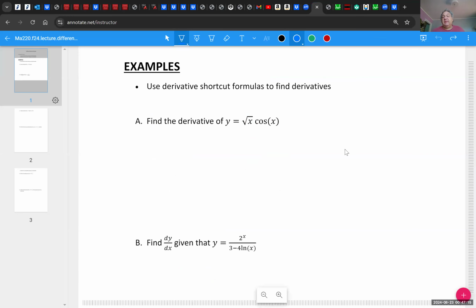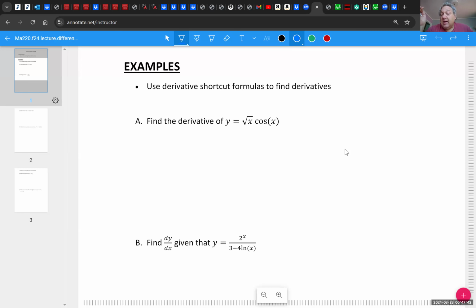Okay, so the first one says find the derivative. We have a couple of functions here. We have a square root function and we have a cosine x function, and they're adjacent with no operation between them, which means they're multiplied. So I'm going to have to use what's commonly referred to as the product rule or the multiplication rule for derivatives. That's the derivative of one of them times the other plus the derivative of the other times the first. Let me show you how that works.